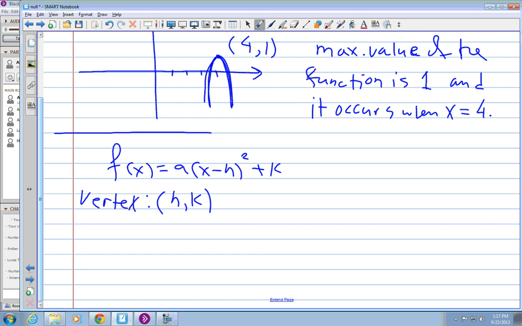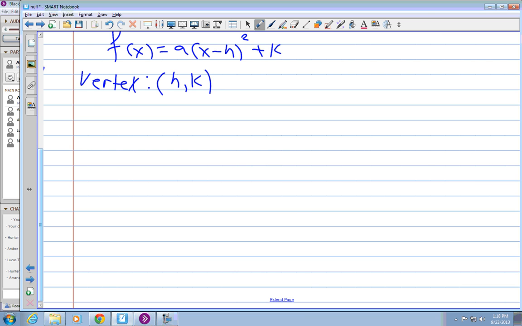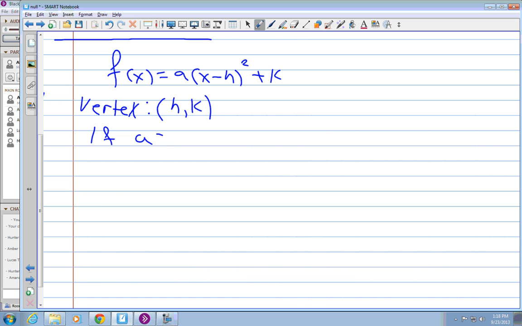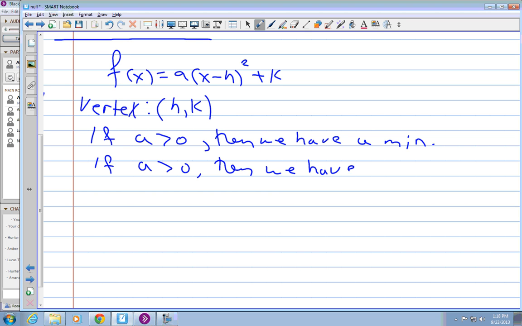If A is positive, the vertex gives you the minimum value. If A is negative, the vertex gives you the maximum value. But it does not affect the location of the vertex. Is that okay? So the only thing that A tells us is whether we have a max or a min. If A is greater than 0, then we have a minimum value. And if A is less than 0, then we have a maximum value.